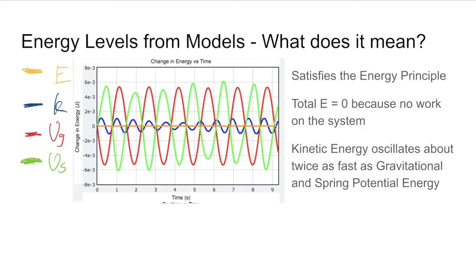However, the most interesting graph that my model created was the graph of all levels of each energy throughout the mass's motion. The change in energy, which takes into account kinetic energy, gravitational potential energy, and spring potential energy, was always zero because the work done on the system of the earth, mass, and spring is zero because there's no work acting on the system, which also satisfies the energy principle as a change in energy is equal to the work done. Also, one can observe that the kinetic energy oscillates about twice as fast as the potential energies.